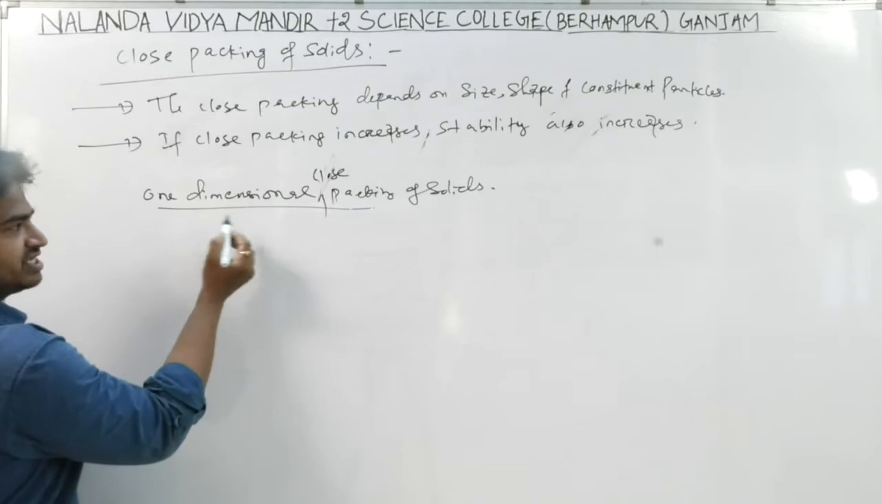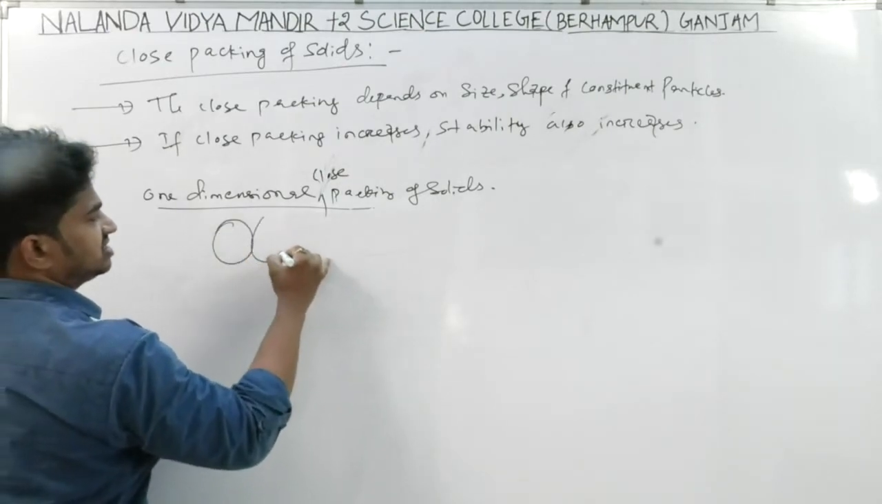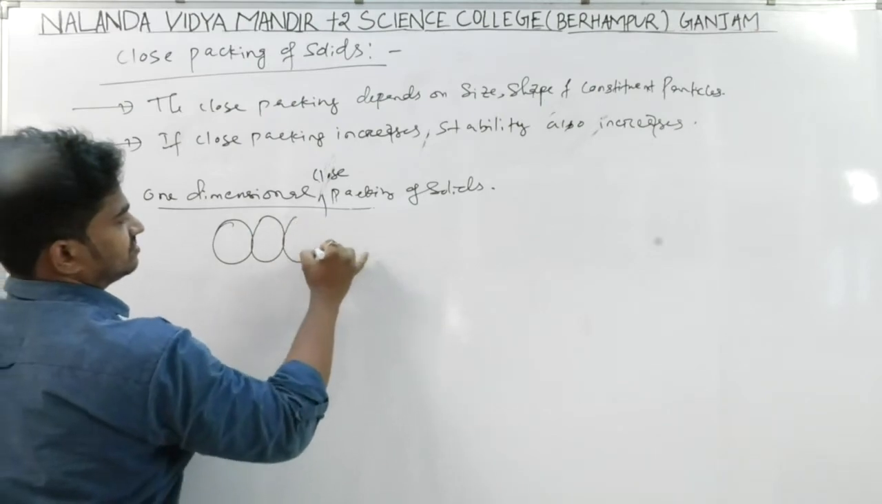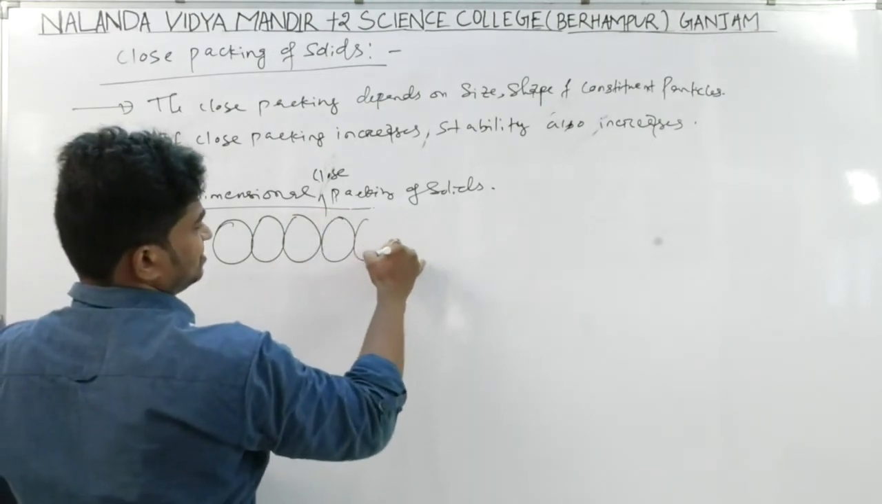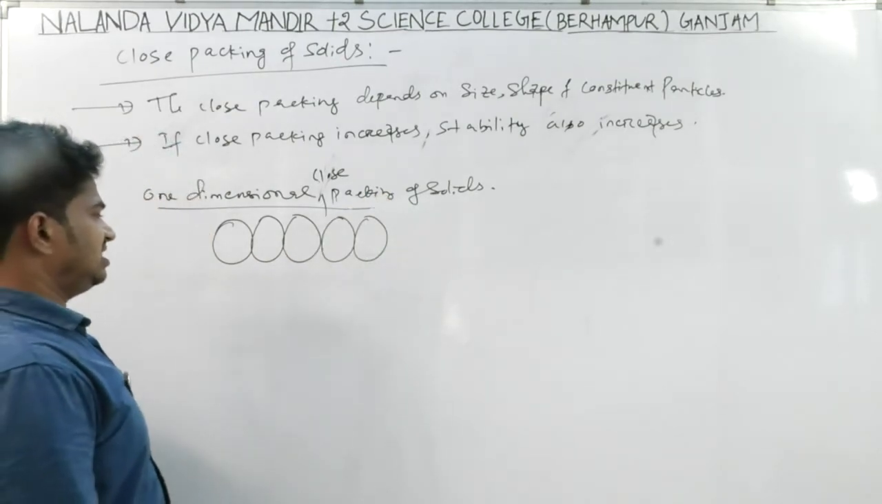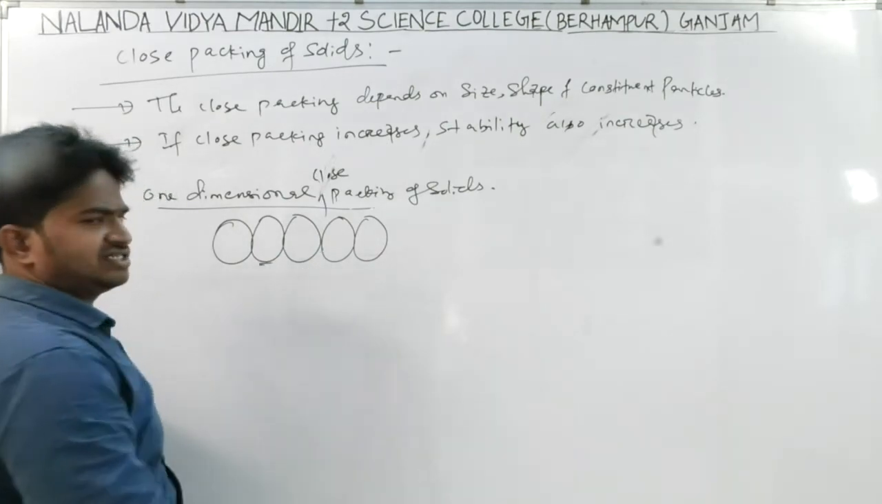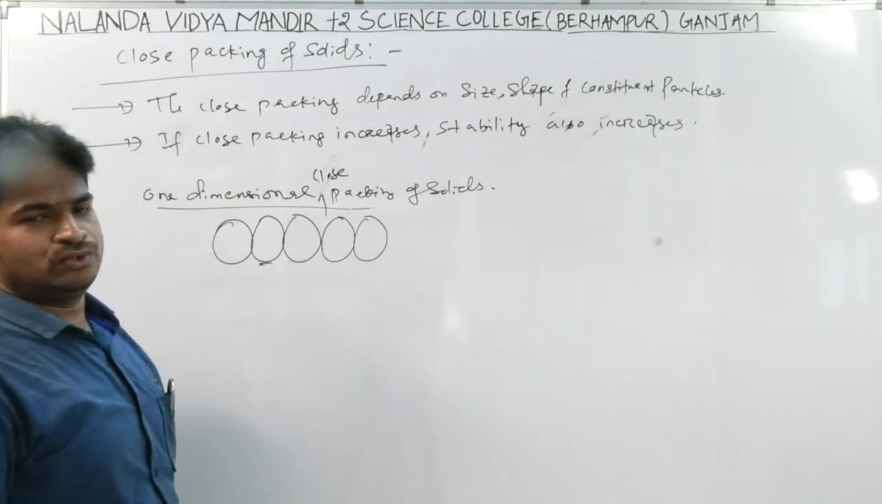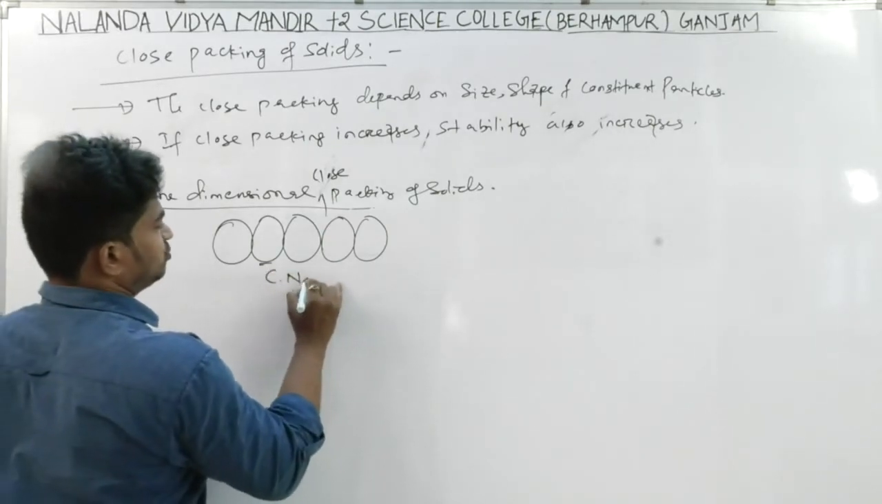In one dimensional close packing, the constituent particles are touching each other in such a way that each atom touches two neighboring atoms. So its coordination number is 2.